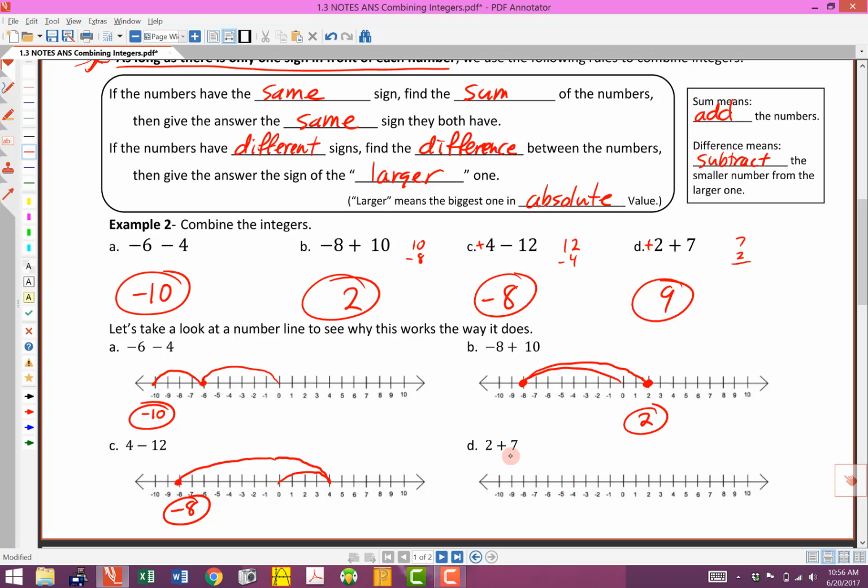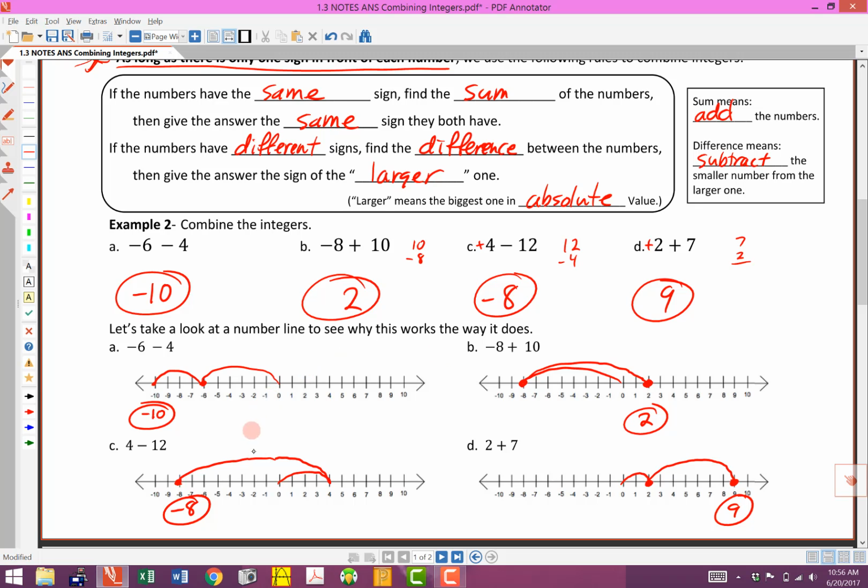And then this one, hopefully this is the easiest one. We start out with a 2, so we're going to hop over here to 2 in the positive direction because there's no sign in front of it. And then we're going to go another 7 in that direction. So we're going to add another 7. We're going to go 7 more in the positive direction. And we end up right here. And again, you can count these. There's 1, 2, and then we're going to go another 7. 1, 2, 3, 4, 5, 6, 7. So we end up at 9, and 9 is the answer.